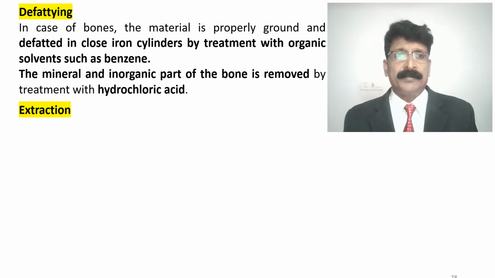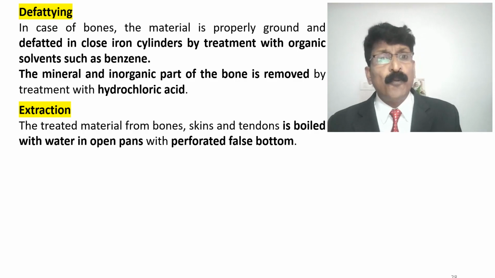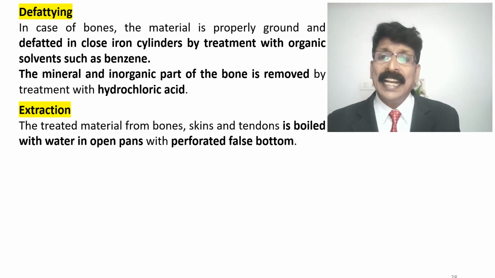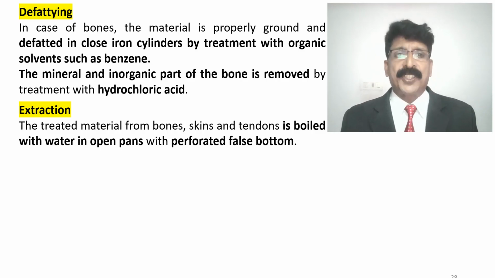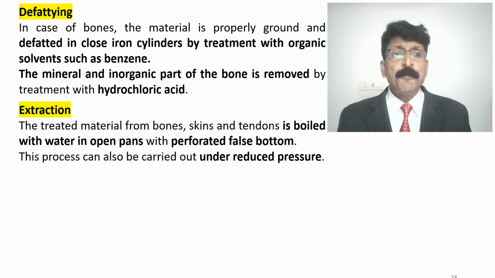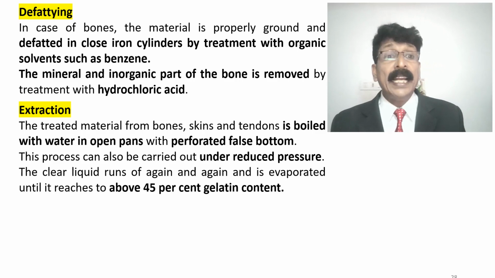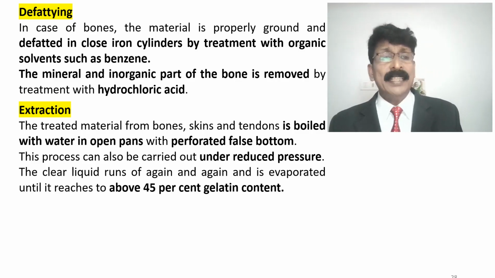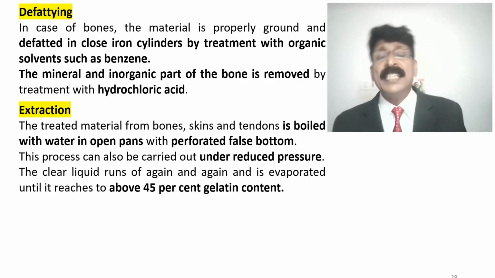Extraction. The treated material from bones, skins, and tendons is boiled with water in open pans with a perforated false bottom. This process can also be carried out under reduced pressure. The clear liquid runs off again and again and is evaporated until it reaches above 45% gelatin content.